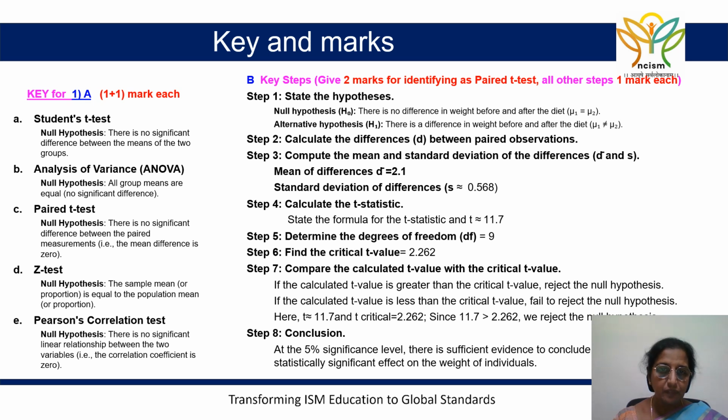Step 3, compute the mean and standard deviation of the difference. Step 4, calculate the t-statistic. Step 5, determine the degrees of freedom. Step 6, find the critical value of t. Step 7, compare the calculated value of t with the critical value of t. Step 8, conclusion. At the 5% significance level, there is sufficient evidence to conclude there is a statistically significant effect on the weight of individuals.